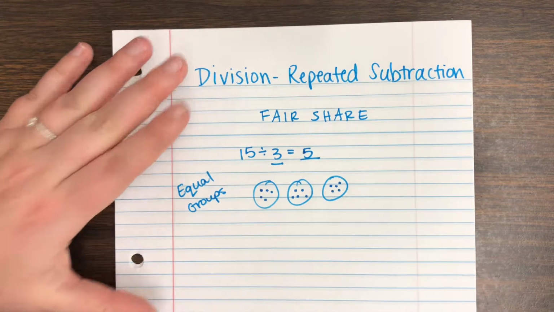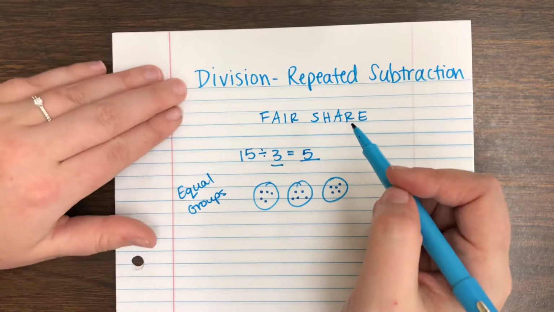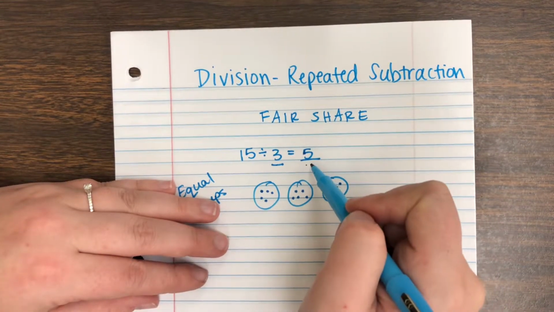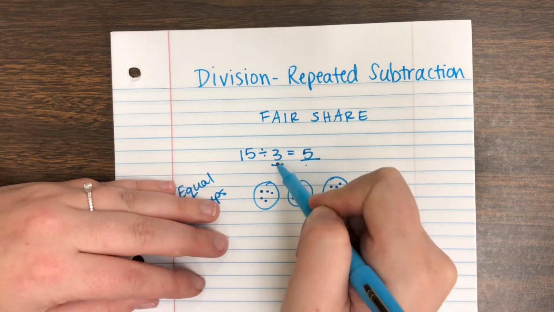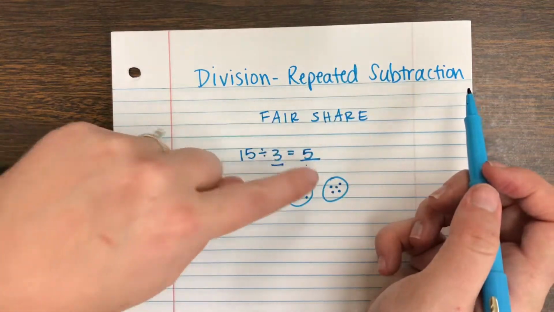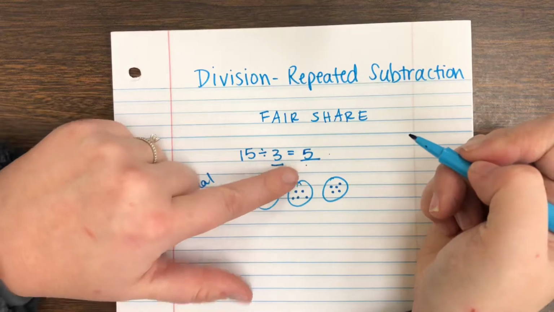Another way to check yourself would be to say, since division is the complete opposite of multiplication, if I multiplied these two numbers together, I should get this answer. So 5 times 3 should equal 15. So 5, 10, 15, that equals 15. That's correct because of fact families. So I know that this is the right answer.